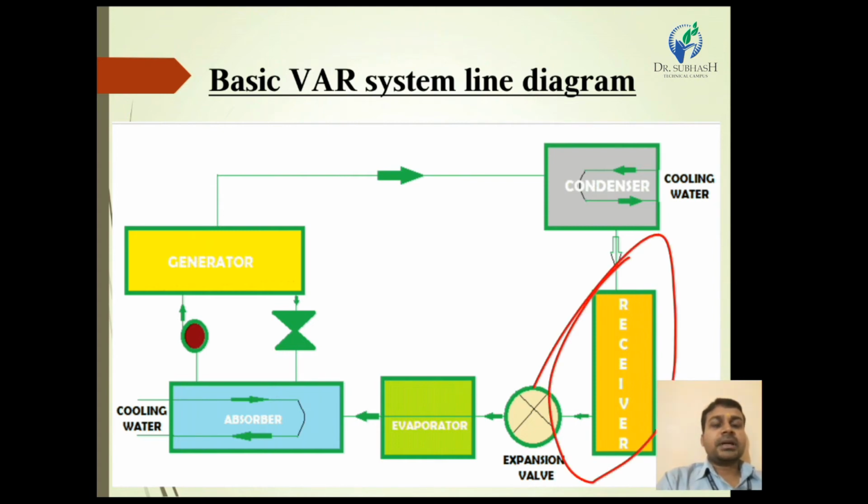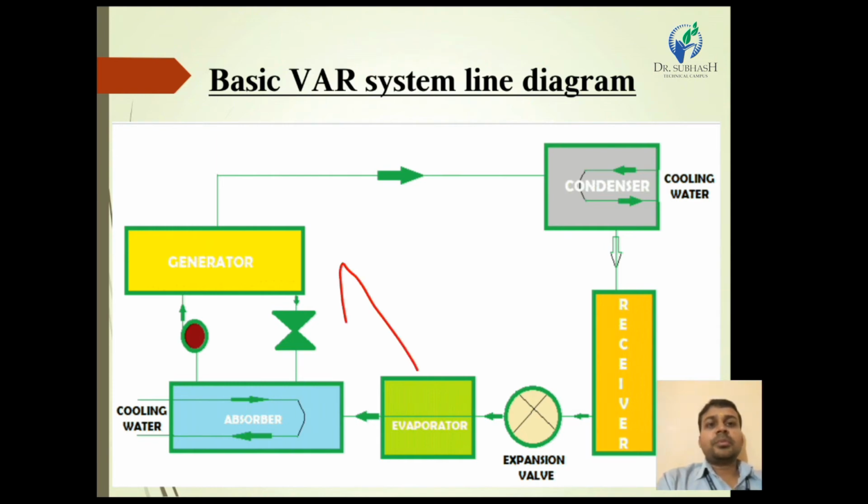The rectifier collects all the liquid NH3 refrigerant and passes only liquid refrigerant to the expansion device. After the refrigerant passes through the evaporator, the NH3 passes through the absorber, and from the absorber to the generator.